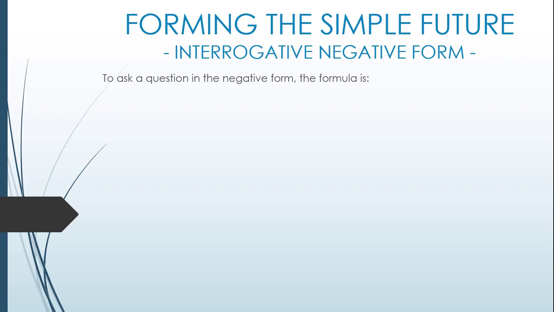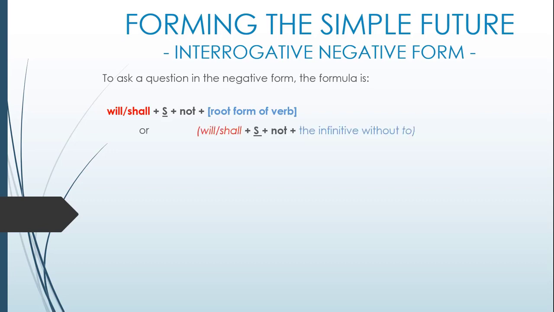To ask a question in the negative form, the formula is will or shall plus subject plus not plus root form of verb, or as we had it before too. In other words, will or shall plus subject plus not plus the infinitive without to.